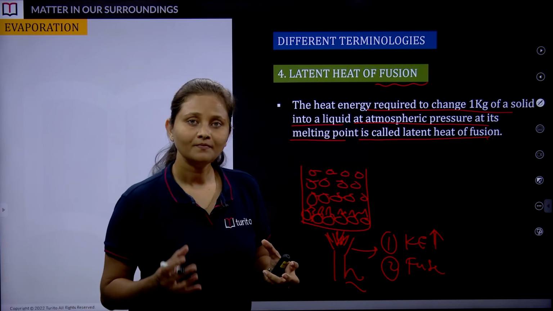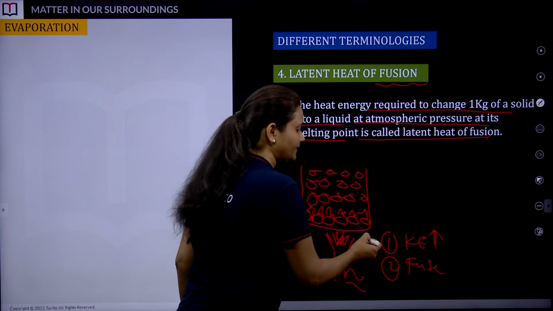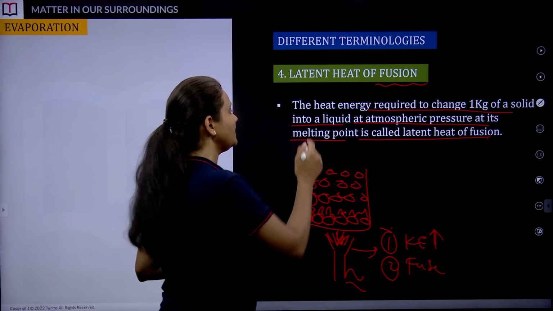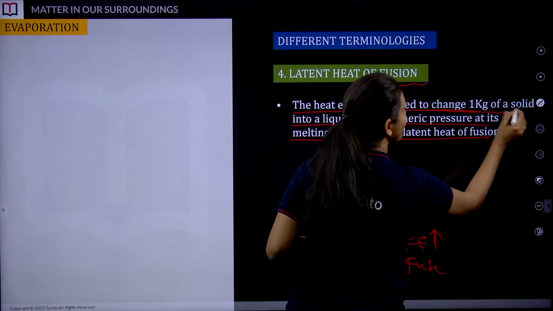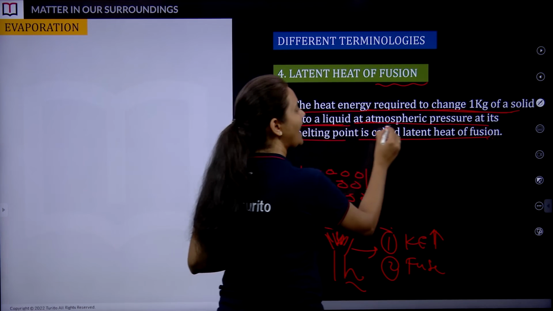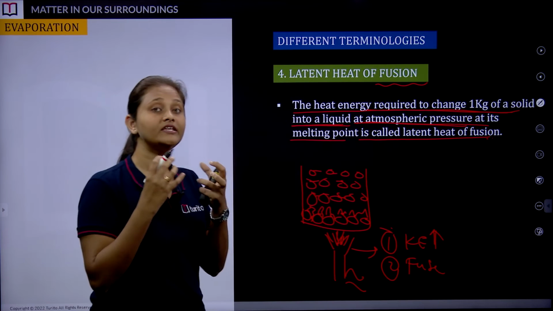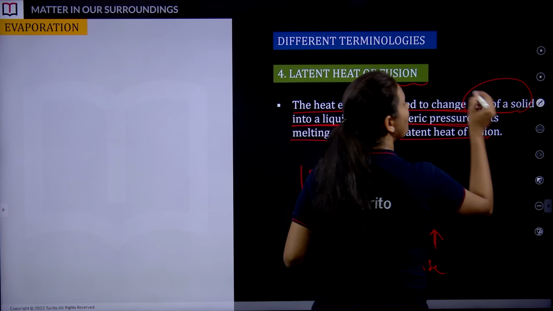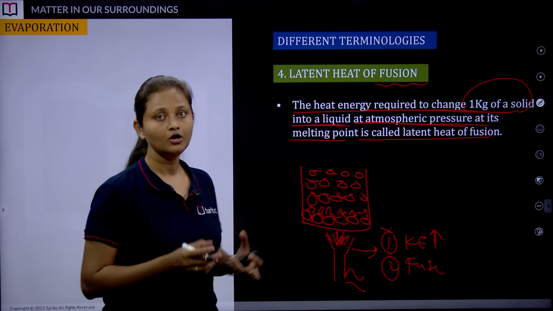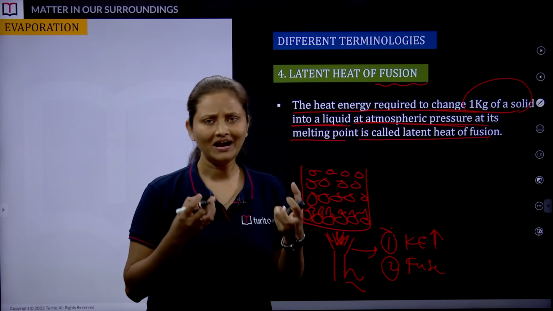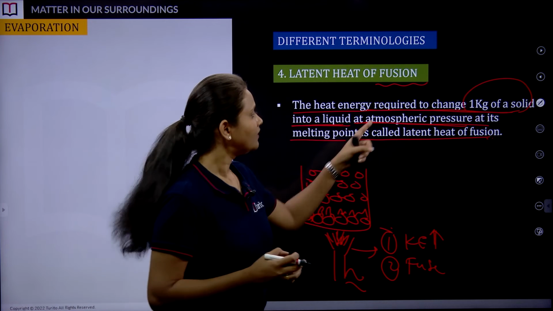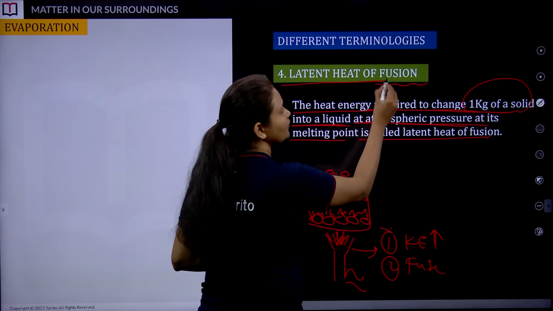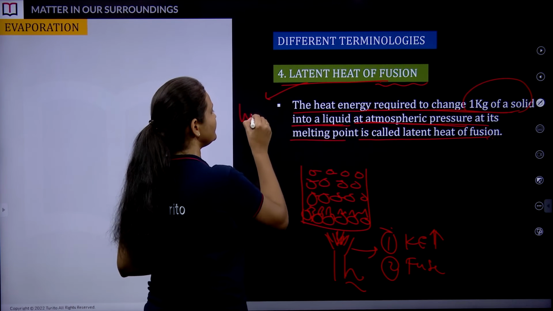Okay, so I told you initially these particles are going to absorb some energy. Here, the heat energy required to change 1 kilogram of a solid into liquid at atmospheric pressure. How much heat energy did they require? Here the emphasis is on the words 1 kilogram of solid. How much energy did those particles need to convert from 1 kg of solid to liquid? That energy is called what? Latent heat of fusion. The word latent means, students, hidden.